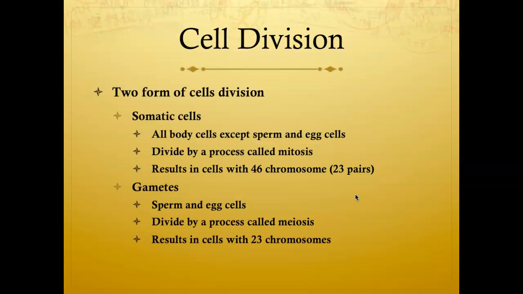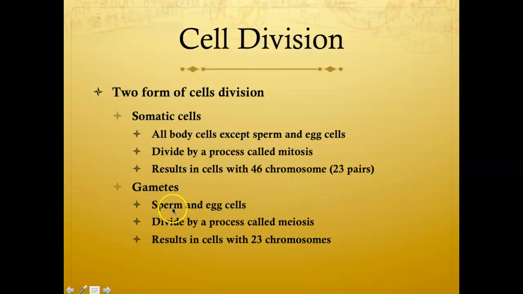There are two forms of cells in your body. You have somatic cells, which are pretty much everything except sperm cells and egg cells. All cells in your body, for example, your epithelial cells, your skeletal muscle cells, they all divide by the process of mitosis. In the process of mitosis, you get two identical cells, each one with 46 chromosomes.